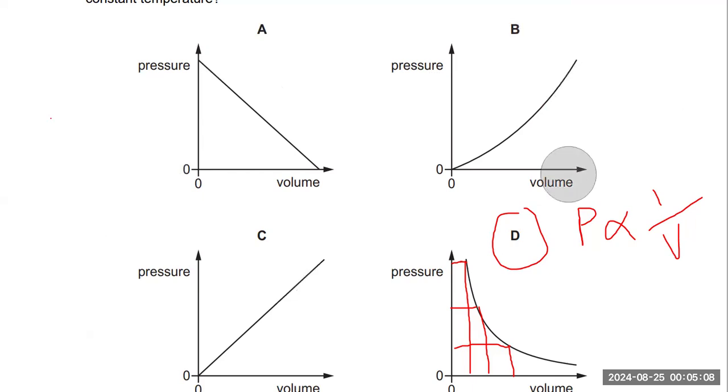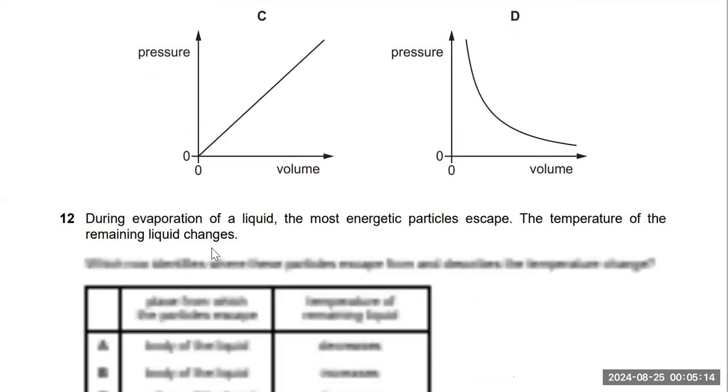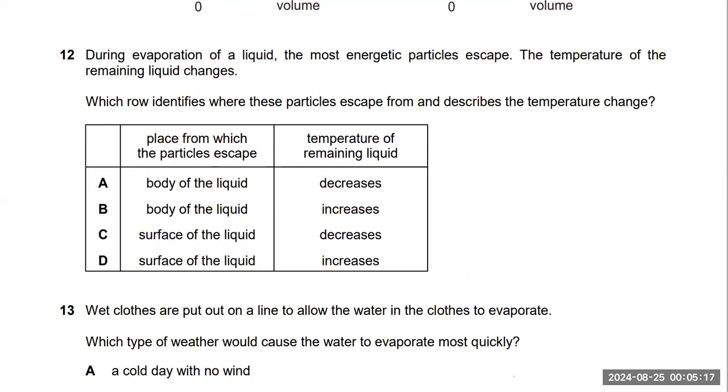So we are going towards the next question. During evaporation of a liquid, the most energetic particles escape. The temperature of the remaining liquid changes. Which row identifies where these particles escape from and describes the temperature change?